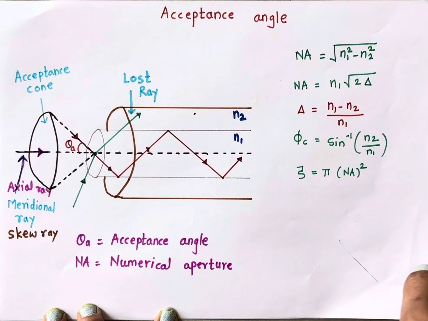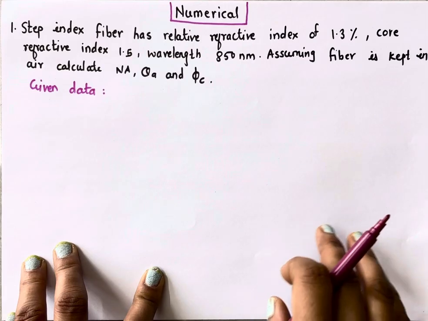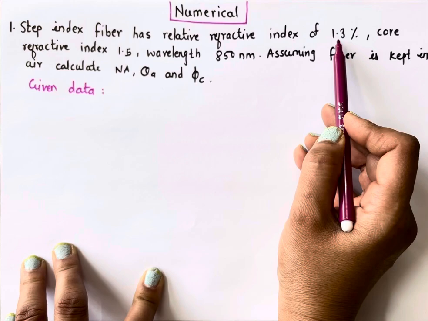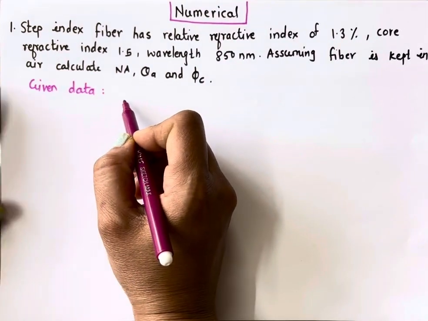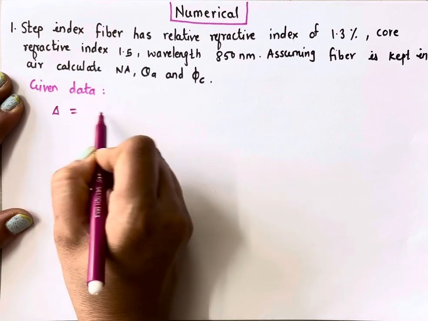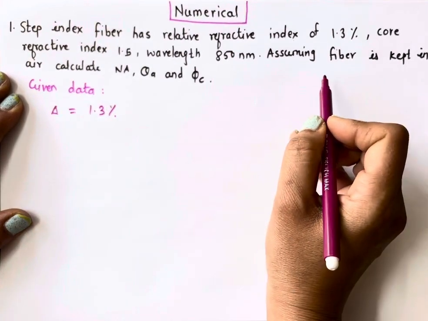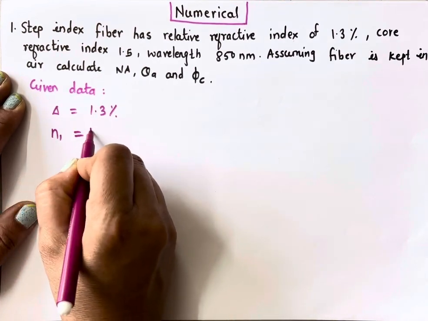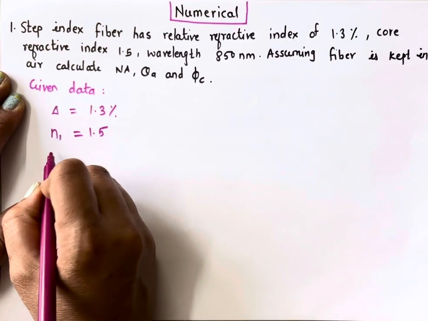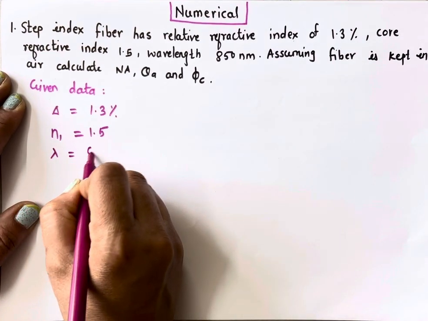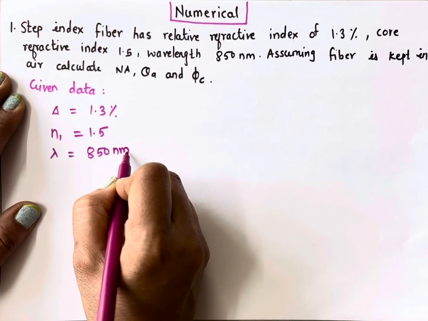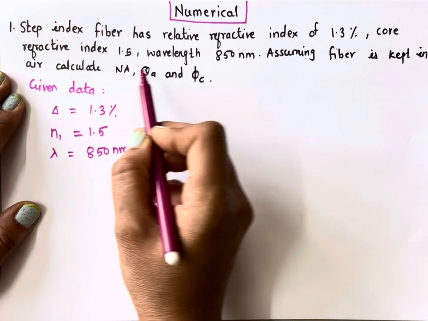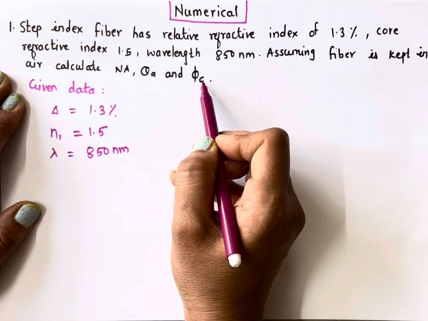Now let's see some numericals based on this topic. I have taken an example. A step index fiber has a relative refractive index of 1.3. Relative refractive index means delta, and delta is given as 1.3%. The core refractive index is given as 1.5, which means n1 is 1.5. The wavelength, denoted by lambda, is given as 850 nanometers. Assuming the fiber is kept in air, calculate the numerical aperture, angle of acceptance and critical angle.